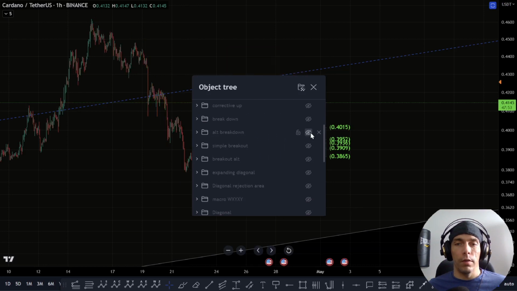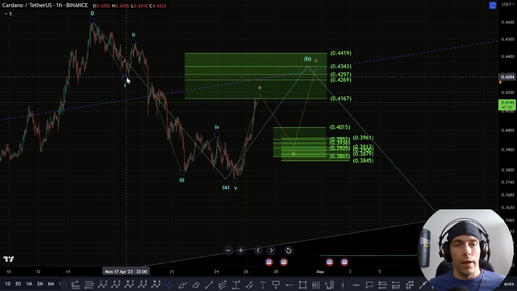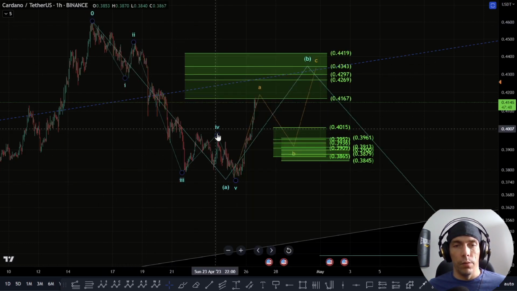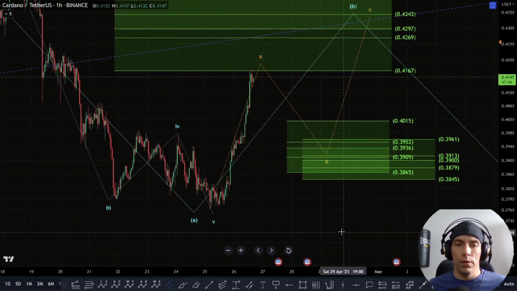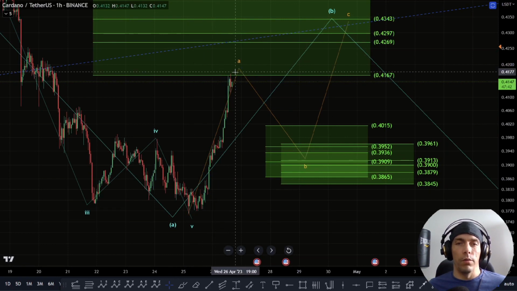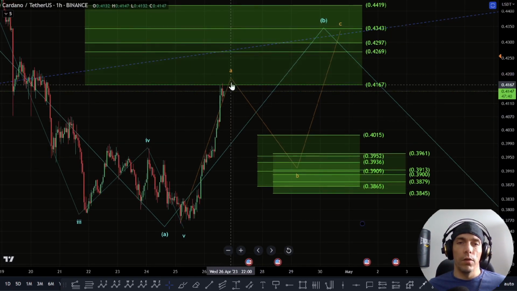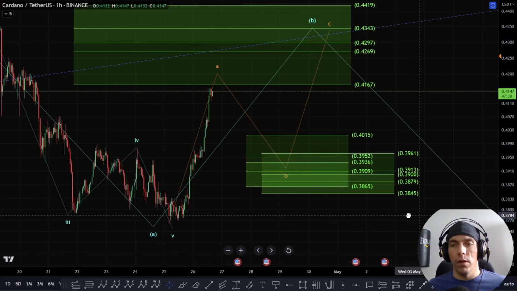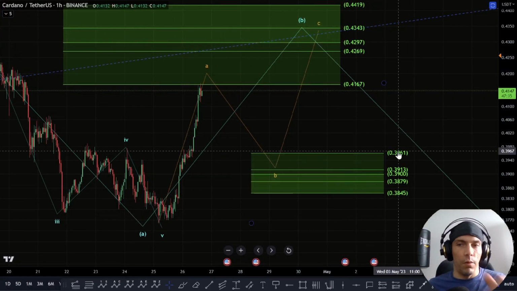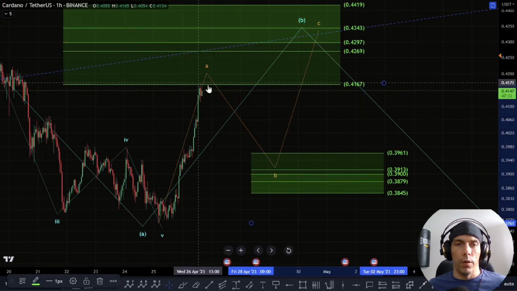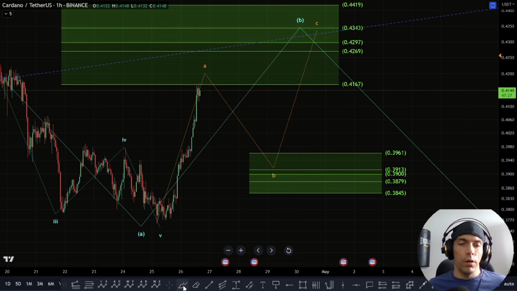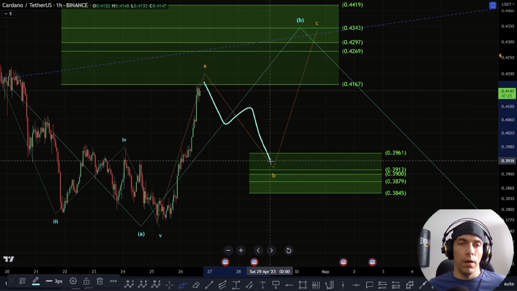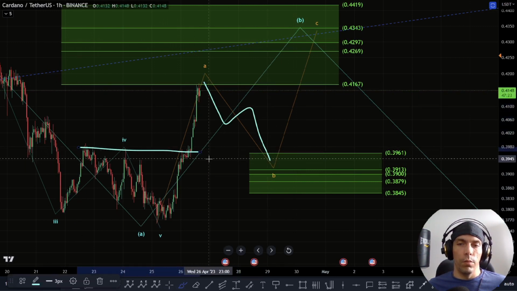The other way of looking at this is that we can count this slightly differently, in which case we look at this as a fourth and this is a diagonal to the downside here. In which case, what it would mean is that we're potentially just forming an A wave to the upside. This would mean that once this A wave has completed, what we'd then be looking for is basically a B wave to the downside, which off of our current high here would be looking for this 39.61 to this 38.45 area.